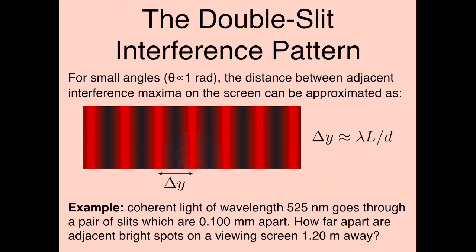So here's the example problem. Coherent light of wavelength 525 nanometers goes through a pair of slits which are 0.100 millimeters apart. How far apart are the adjacent bright spots on the viewing screen, which is 1.20 meters away? All right, so let's work all of this out.